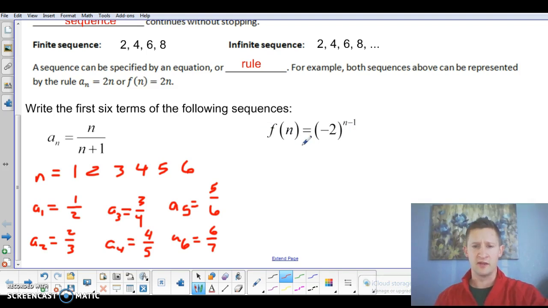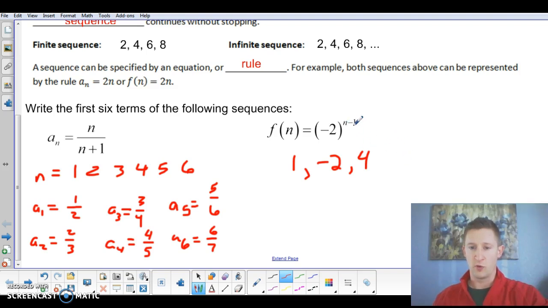Next, let's find the first 6 terms of this sequence. We'll plug in 1. 1 minus 1 is 0, and negative 2 to the 0 power is 1. I'm not going to write all these. Second term, plug in 2. 2 minus 1 is 1. Negative 2 to the first power is negative 2. Plug in 3. 3 minus 1 is 2. Negative 2 squared is positive 4.